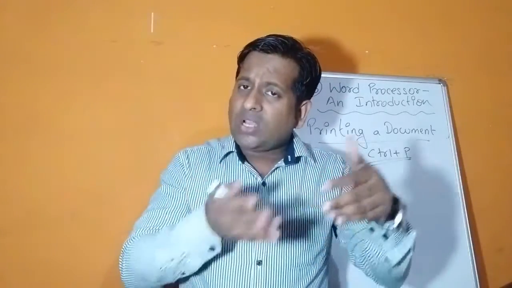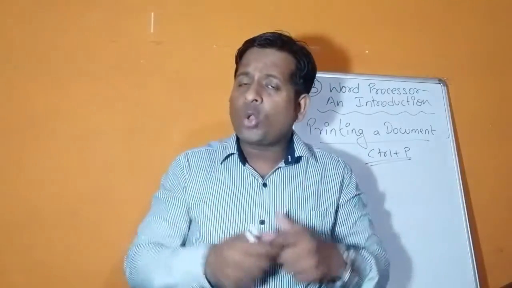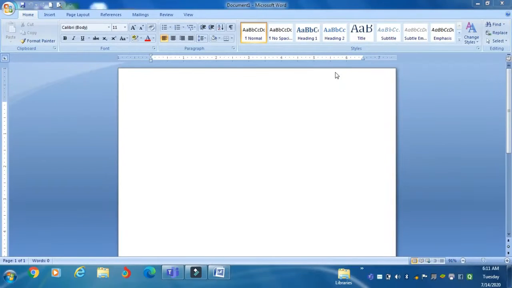So children, practically which steps do we follow so that our document gets printed out, I'll be showing you. Children, see properly. So now you can see how to print a document. For printing a document we have to follow certain steps. Suppose I need to write something first. Say I wrote computer.